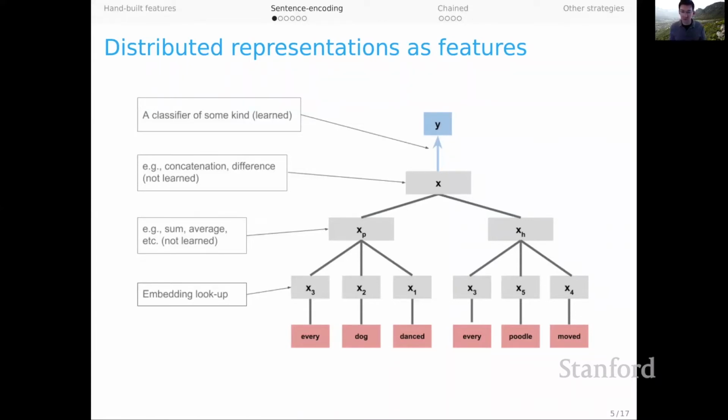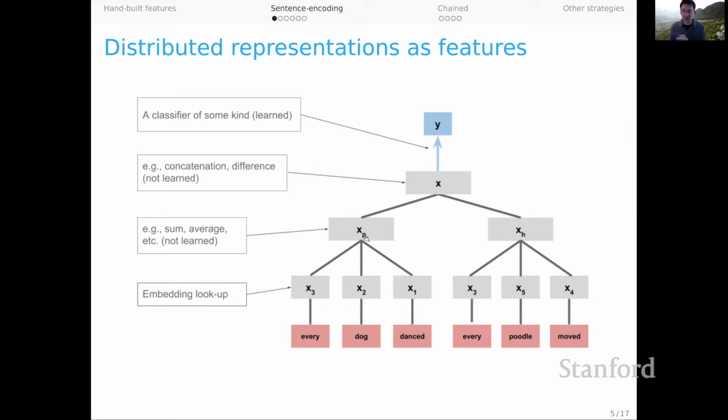So the idea here is that we have in this diagram the premise and the hypothesis. The premise is "every dog danced," and the hypothesis is "every poodle moved." And our approach using distributed representations, the simplest one, would be that we're going to simply look up all of those words in some fixed embedding space, which would be like a GloVe embedding space, for example. And then we're going to separately encode the premise and hypothesis by, for example, doing the sum or average of the vectors in each of those two texts.